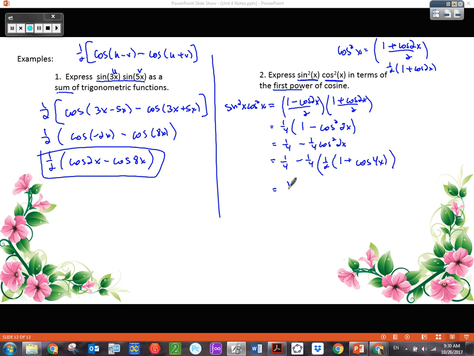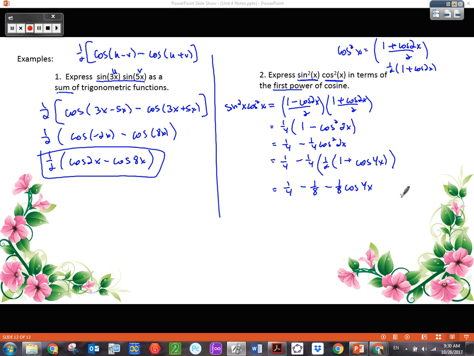So I have 1/4. So these three are being multiplied together. So I hope you're okay if I multiply the -1/4 times the 1/2 and get a -1/8, right? And then distribute. I'm going to do that all in one step. Hopefully that's not too disturbing to us. Are we okay? So it's going to be -1/8 times 1 is -1/8. -1/8 times cosine is -1/8 cosine 4x.